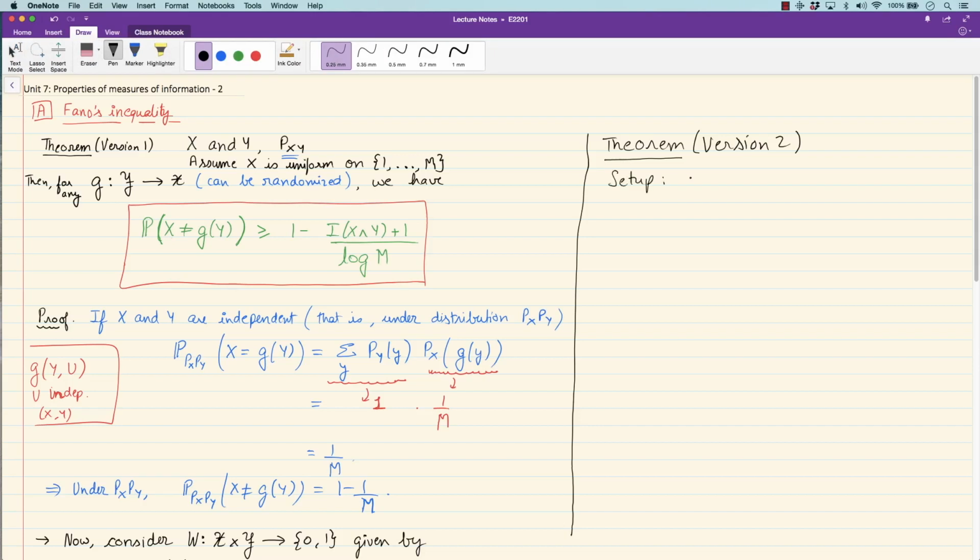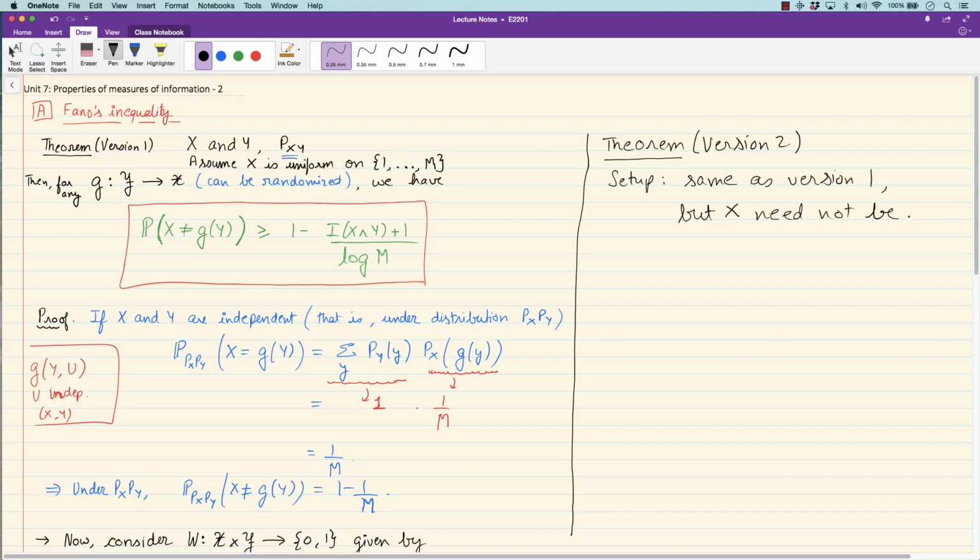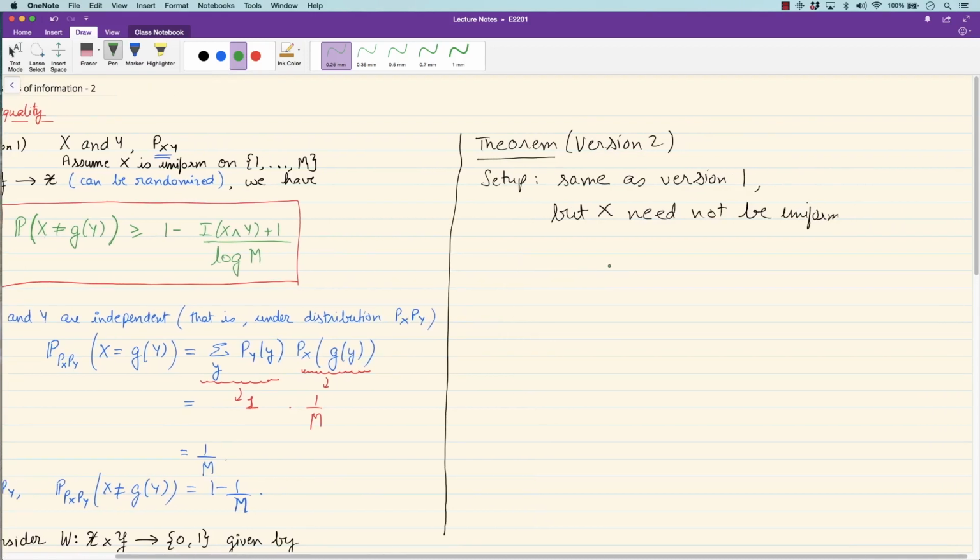Setup same as version 1, but x need not be uniform. And what this version now says is that the probability, actually I'll not put it about probability of error. This version, it's better to state it in terms of conditional entropy.